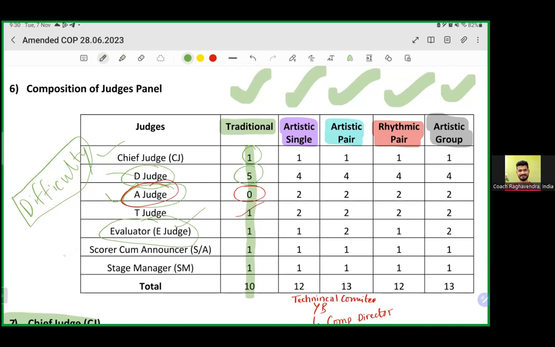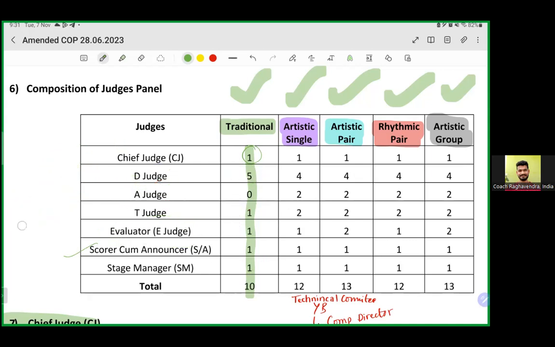And scorer cum announcer. So if the competition is state level or national level, all the things are computerized properly, so the computer system generates all the calculations, and the scorer is simply fixed to the announcing part. We are going to discuss the roles of each and every judge in a short while. Now the stage manager manages the stage. Now, we discussed only traditional yogasana event.